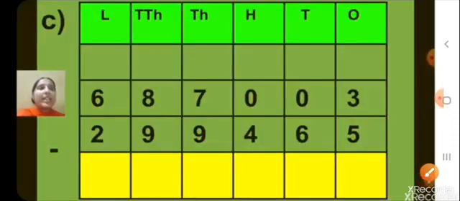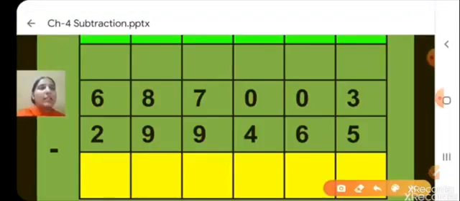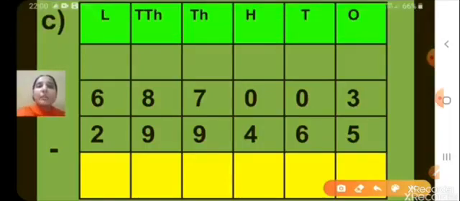Now let's move to the next question. Question number C is, so let's start from ones place. There you can see 3 minus 5 is not possible. So we have to borrow from tens place. But at the tens place again you can see 0 is there. So we cannot borrow. Now we have to move to hundreds place. There also you can see 0. It means now we have to move to thousands place to borrow. There you can see the digit 7. So we will borrow 1 from there.